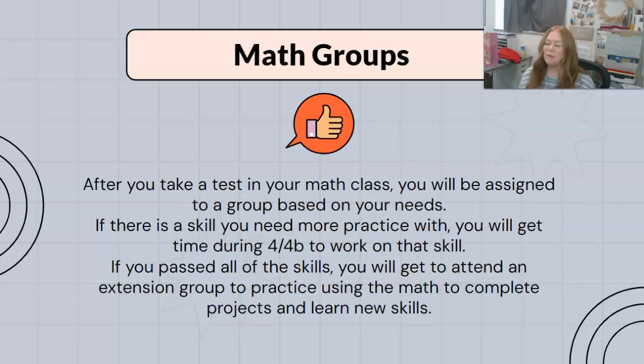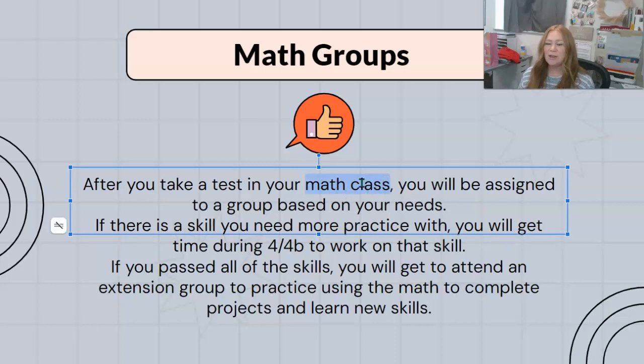So what are math groups and how do they work? You're going to go to your math class every day. You learn something. After a few weeks, we take a test on it. After you take the test in your regular math class, your teacher corrects it. Anything you didn't pass, though it's broken down by skills, you get assigned to a group. So if you needed more help with this skill, you get assigned to that group. If you need help with this skill, you get assigned to this one. Whatever it is you didn't pass on the test, that's the group you're going to be in.